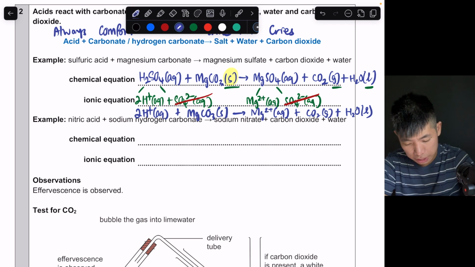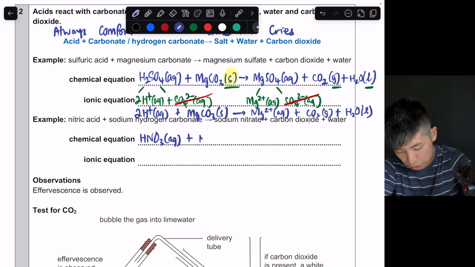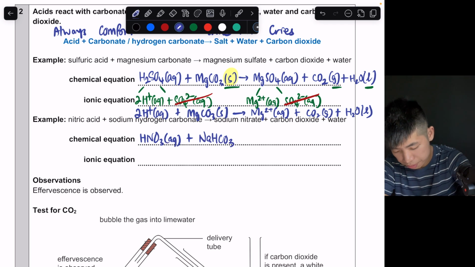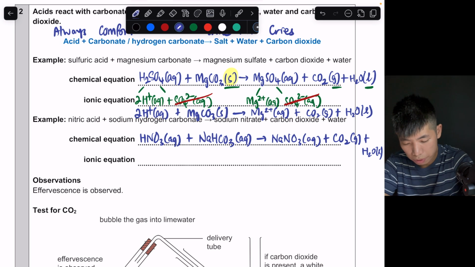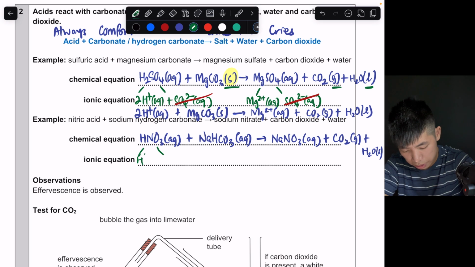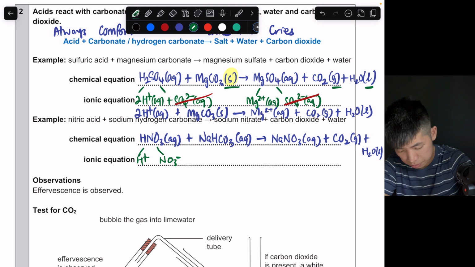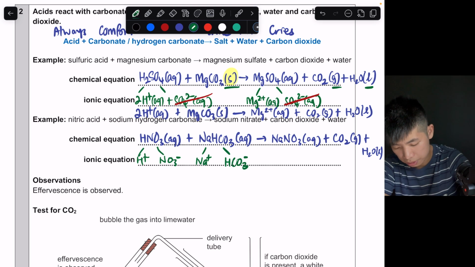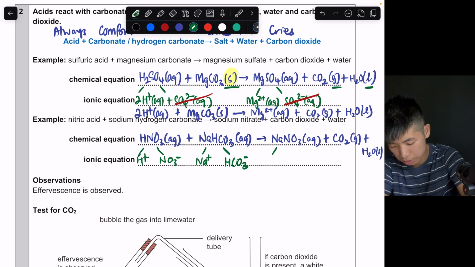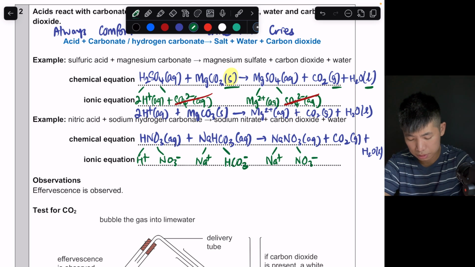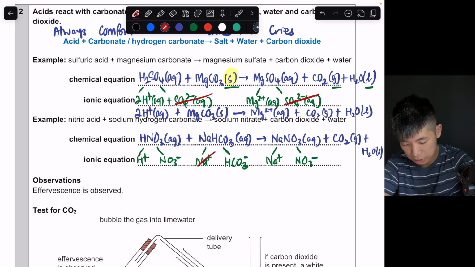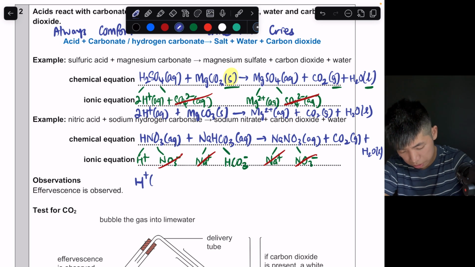Alright, next, nitric acid and sodium hydrogen carbonate. The formula for sodium hydrogen carbonate is NaHCO3. When writing the ionic equation, we split the aq: H plus, NO3 minus, Na plus. Hydrogen carbonate has this formula, and you can check our formula list again. Na plus, NO3 minus. Alright, let's cancel. This is the same on both sides. This is the same on both sides. So we have.